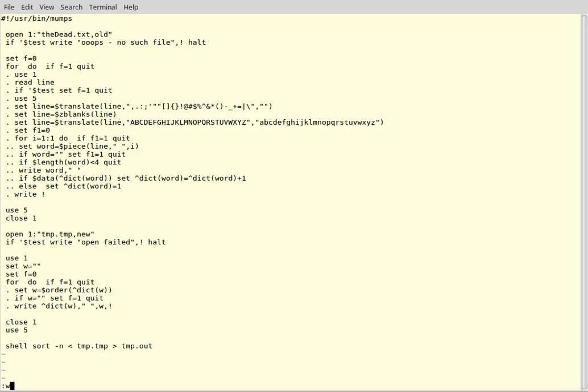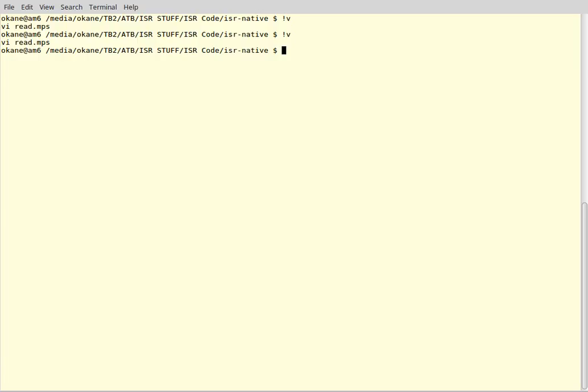Let's find out if it works. We may have some surprises too. Let's see if I can find the previous execution of the thing here.